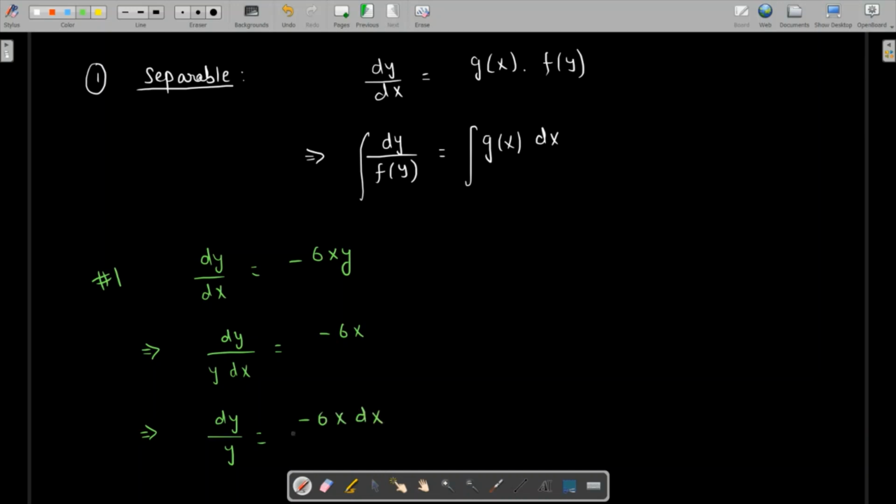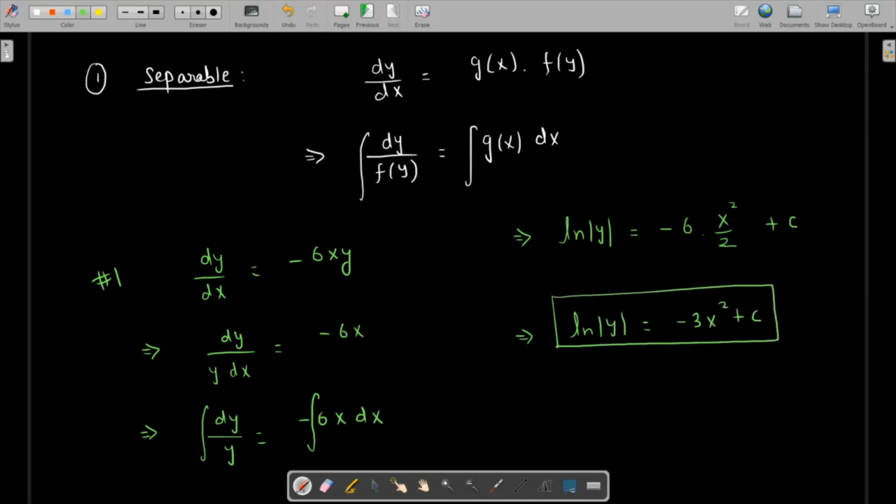Now, since all the x's and y's are separated, and that's what separable means, and all the x's are with dx and all the y's are with dy, we are going to integrate both sides. So if you integrate dy over y, the integration will be natural log of y, and we put an absolute value symbol. Negative 6 is a constant, so that comes outside. And integral of x is x square over 2 plus the constant of integral c. So that's going to look like ln absolute value of y is equal to negative 3x square plus the constant of integral being c, which is the final answer.